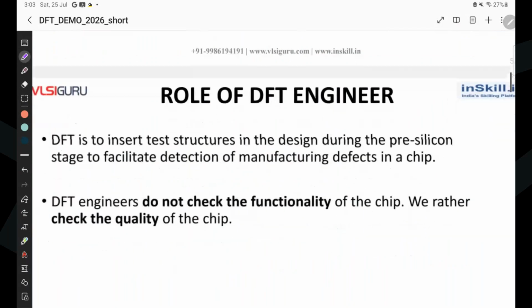So, role of DFT engineers, as we discussed in the previous slide. Before we proceed further, let me check the chat box, because when I'm presenting I will not be able to see the chat box simultaneously.